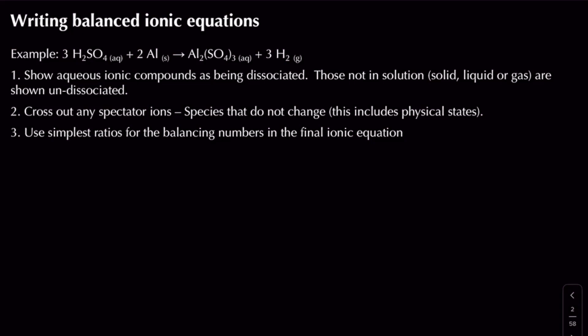So starting off, we would look at our aqueous compounds and we would show them as being dissociated, and anything that's not going to be in solution, that's not going to be aqueous, like our solids, liquids and gases, we just leave them as they are. We don't dissociate them. Once that's done, we can cross out any spectator ions, and our spectator ions are those that are not going to change from reactants to products, including physical state as well.